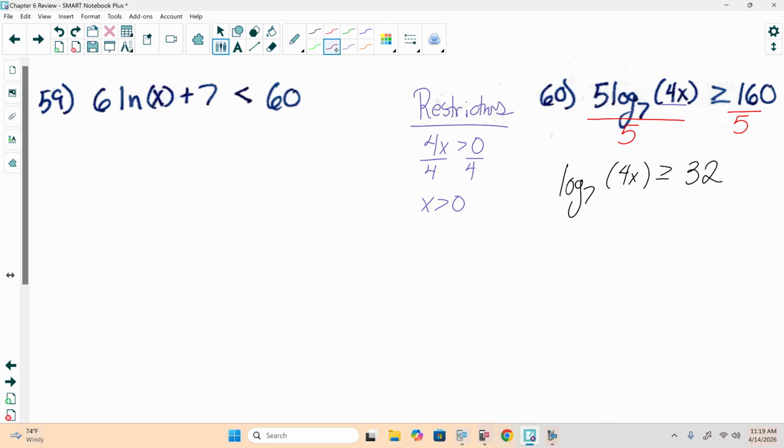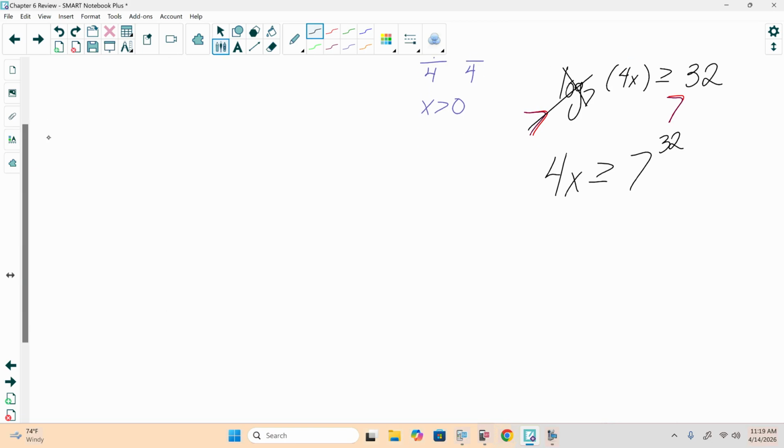Now, since the logarithm is by itself, we're going to put both sides to the base of the logarithm. And the base of the logarithm is 7. So we're putting both sides to the base of 7. Giving us the left-hand side of 7 to the log base 7 of 4x. Well, that 7 and log base 7 will simplify out, leaving us with 4x. Telling me 4x is greater than or equal to 7 to the 32nd power.